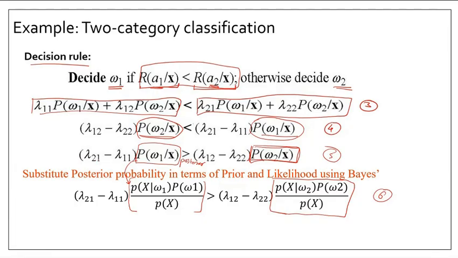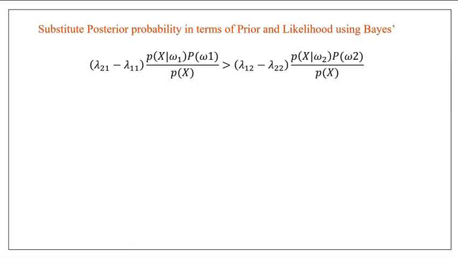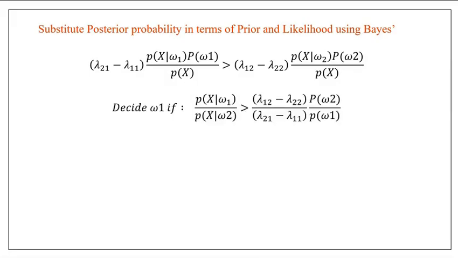Now in equation 5, I am substituting posterior in terms of prior and likelihood. If I do that, I come up with equation number 6. What will happen is this probability of x and this probability of x will get cancelled out since it's common. So with again a little rearrangement, you will land on this equation, equation 7.